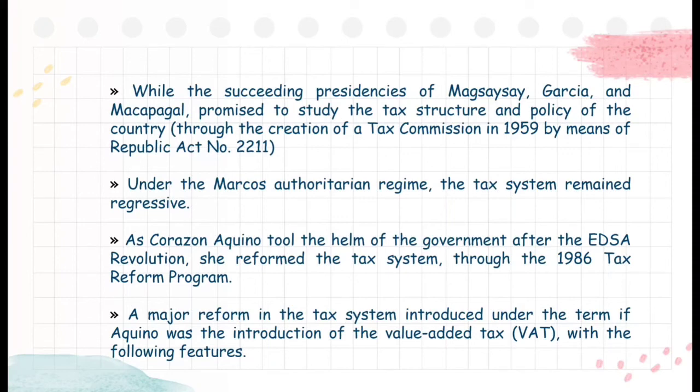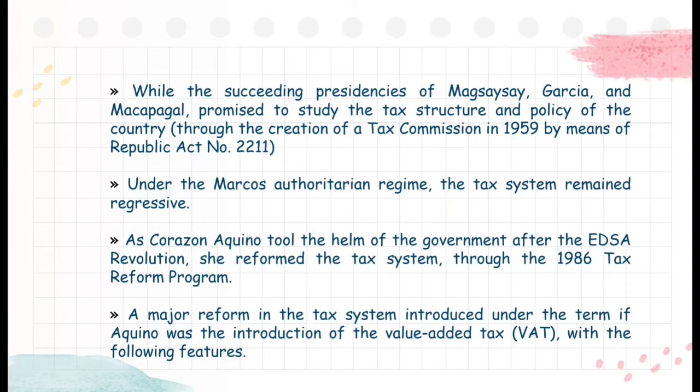Tax effort, defined as the ratio between the share of the actual tax collection in gross taxable capacity, was at a low 10.7%. As Corazon Aquino took the helm of the government after the EDSA revolution, she reformed the tax system through the 1986 Tax Reform Program. Its aim is to improve the responsiveness of the tax system, promote equity by ensuring that similarly situated individuals and firms bear the same tax burden, promote growth by withdrawing or modifying taxes that reduce incentives to work or produce, and also to improve tax administration by simplifying the tax system and promoting tax compliance.